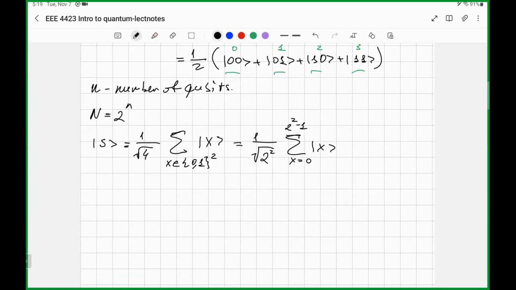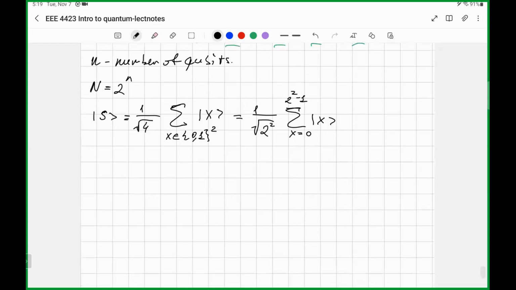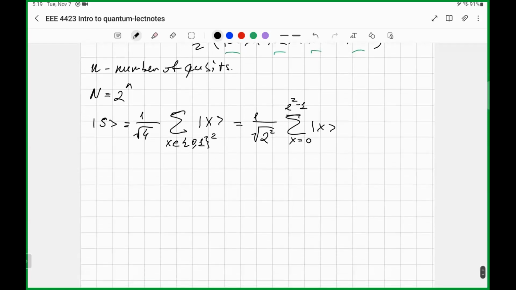Okay, so this is the way we can represent, for example, this uniform superposition state in a condensed form that will be useful for what follows. So this is the superposition state for the system with 2 qubits.